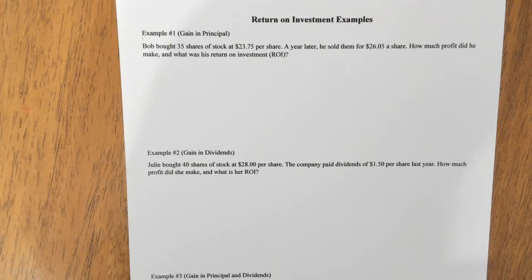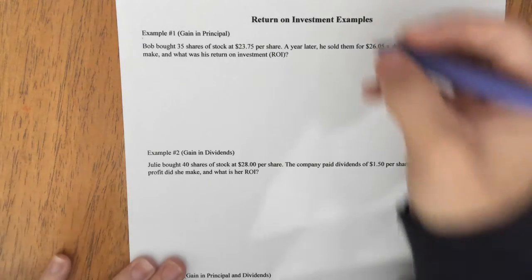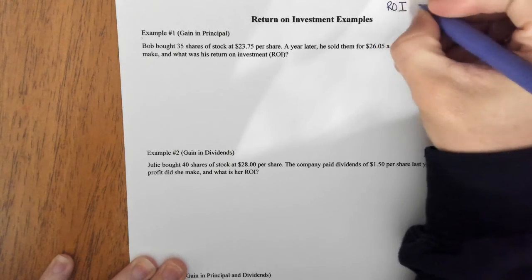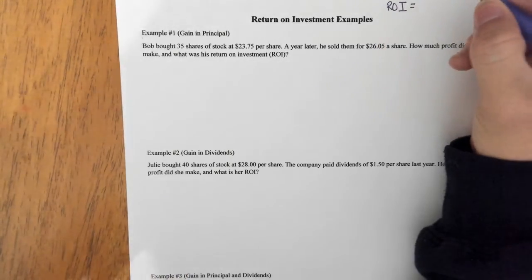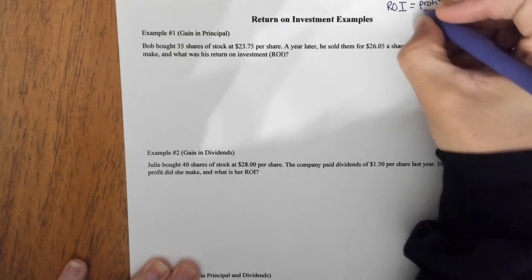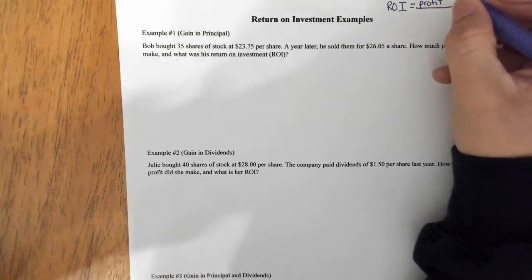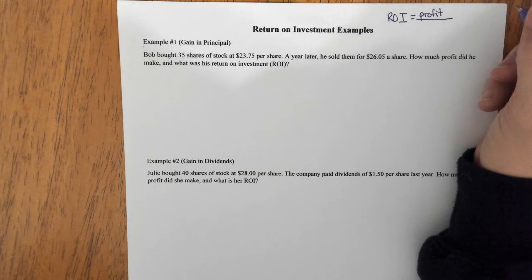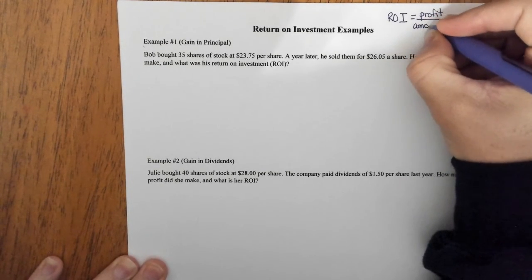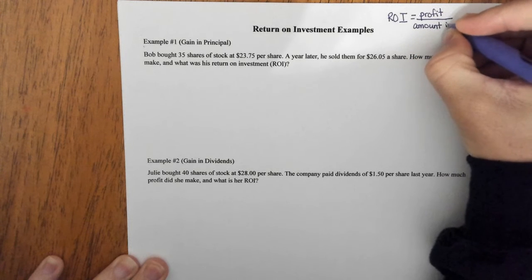Okay, so I'm going to work on this return on investment example. So return on investment, I'm going to refer to as the ROI. And basically to calculate it, you do the profit divided by the amount invested.